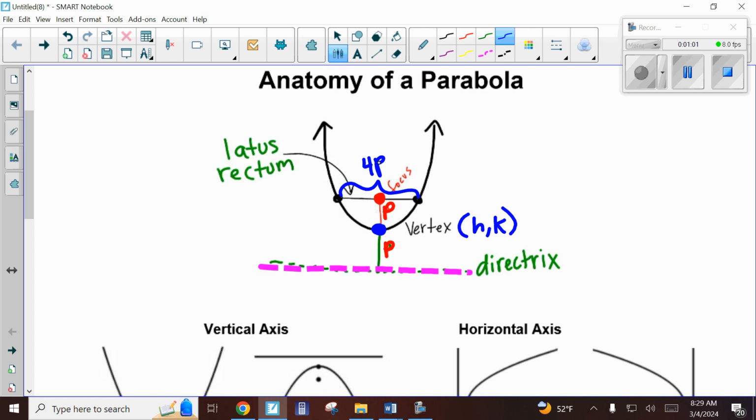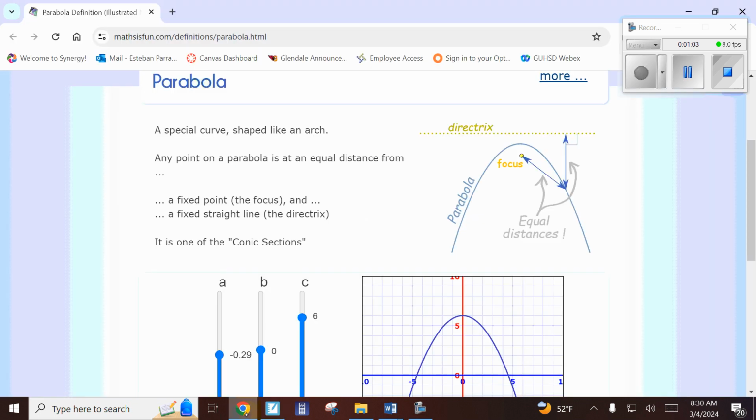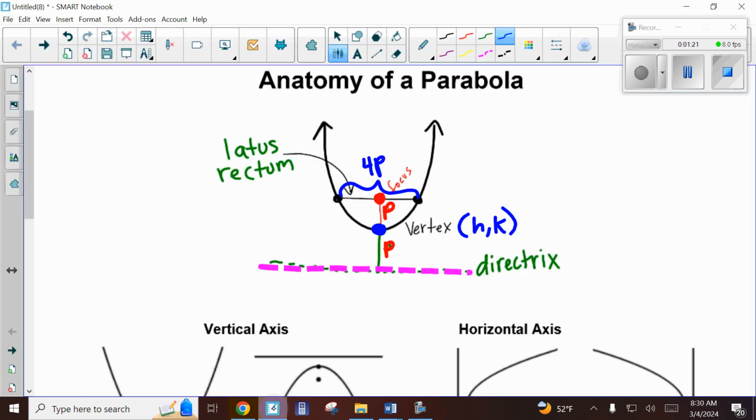So there's a direct correlation between how wide the arms are and the distance between the vertex and your focus. This is an example right here of what the focus and directrix is used for. If you pick a point specifically on the parabola, the distance from the parabola to the focus should be the same distance as the parabola to the directrix. So as you can see, that's just a thing that's used for the drawing.